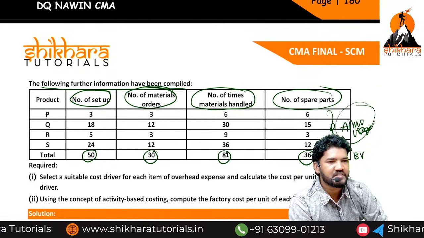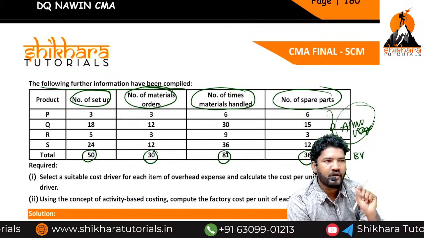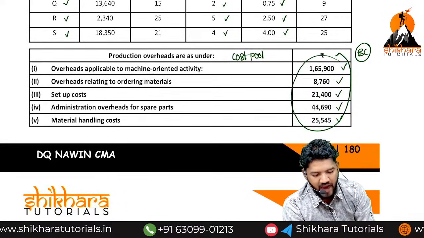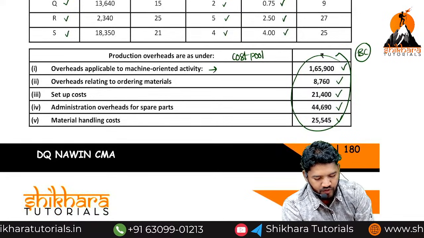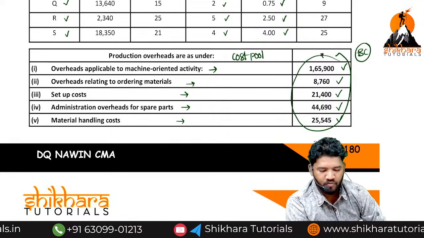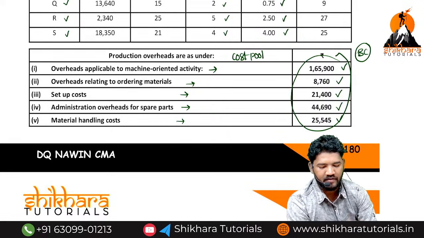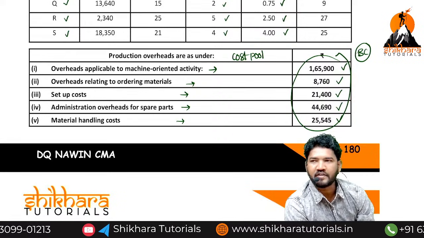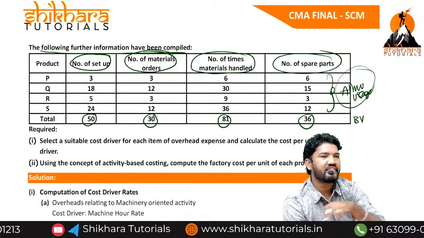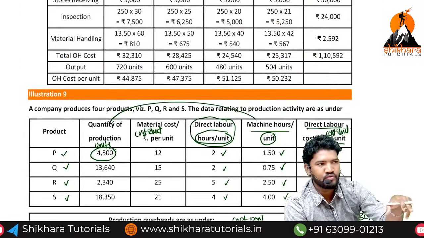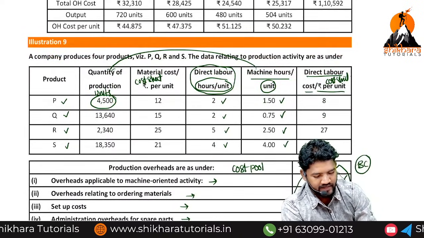Any complications in the problem? One point students will make a mistake. Why? Because please tell me the activities you are using. Overhead applicable to machine oriented activity. For that, what is the proper cost driver? Machine hours. In this box, machine hours are not there. Where are the machine hours? You have to do a working note. They said here.